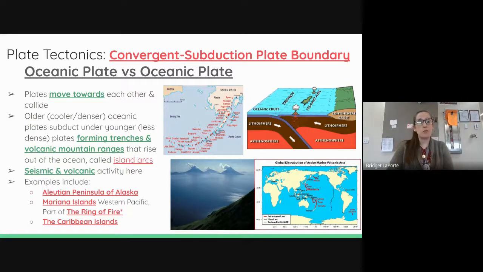The Caribbean islands, if you've ever vacationed there or cruised there, those were created as another island arc from oceanic to oceanic convergence. So again, earthquakes and volcano activity here for sure.